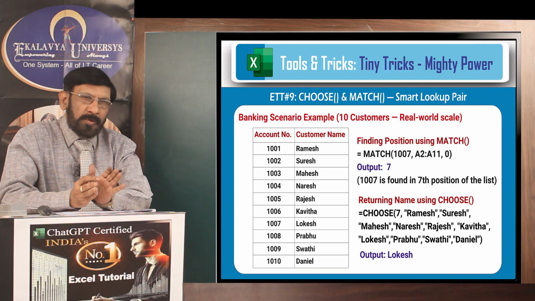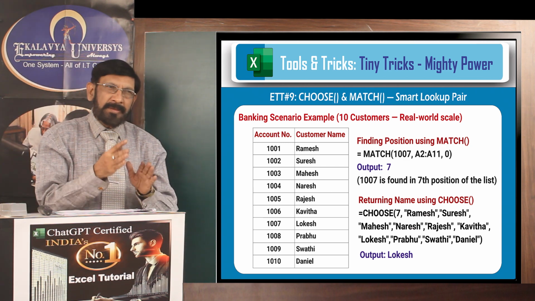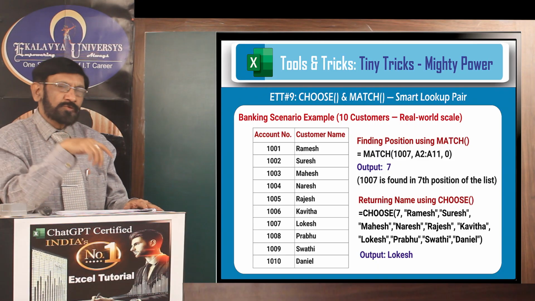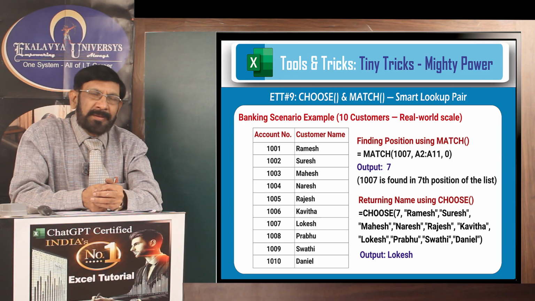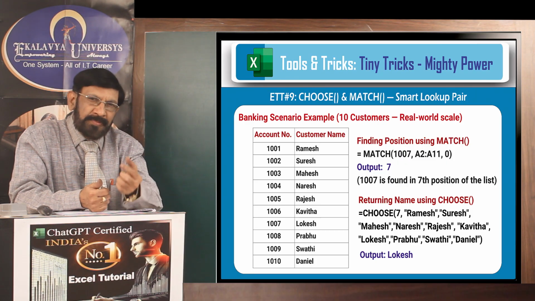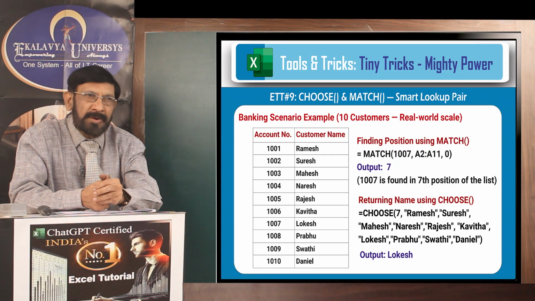This is a bank account and a bank customer name and all that. So, let us apply these values in a match and choose function. Then you can have 100% clarity. First, see match. Match, first argument, 1007 we have given. What we are expecting? We want the position of 1007. That point you have to understand.